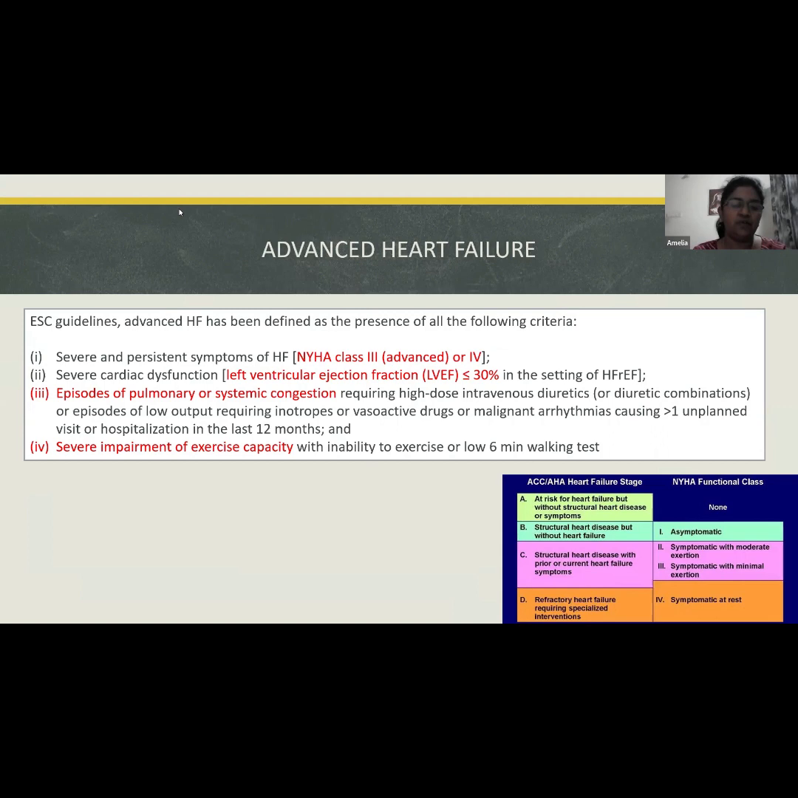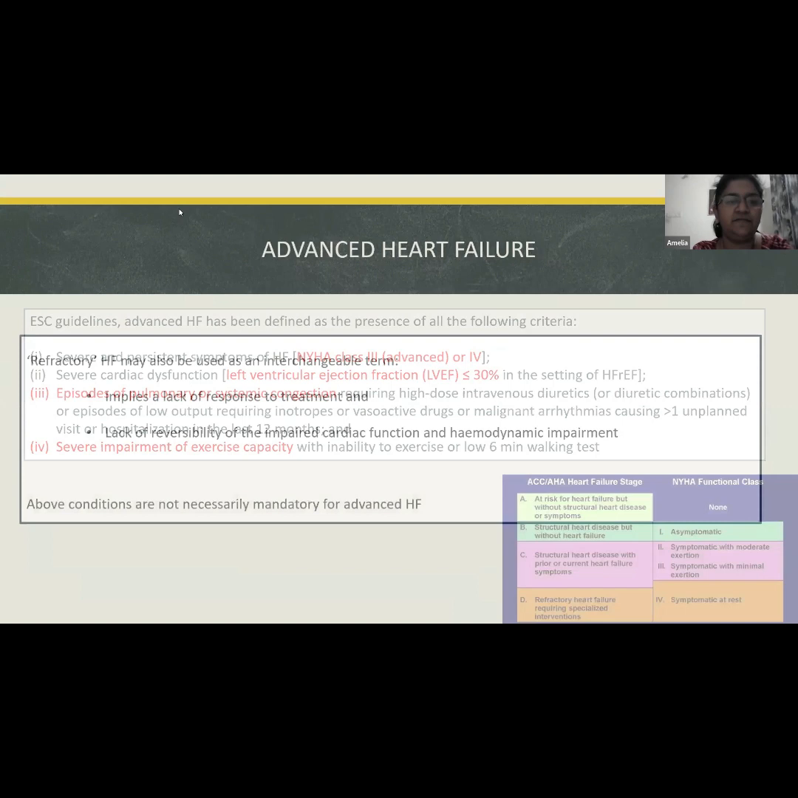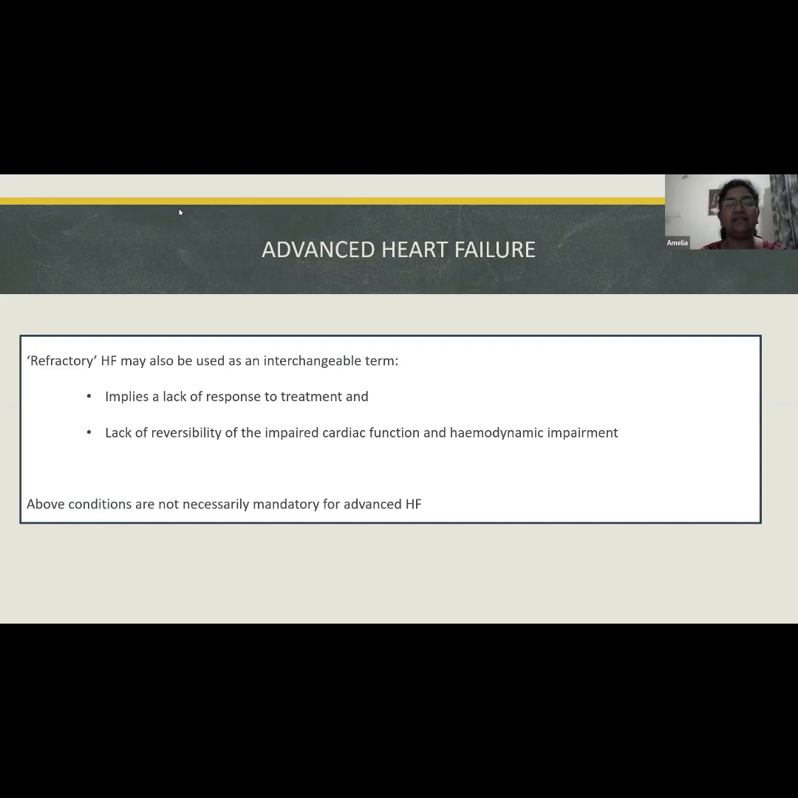So if you have any of these, then it becomes advanced heart failure. There is a word called refractory heart failure that can be used, but again, this is an interchangeable term. It's called refractory if it implies a lack of response to treatment. It is also called refractory if there's a lack of reversibility of the impaired cardiac function. But neither of these are equivalent to advanced heart failure.